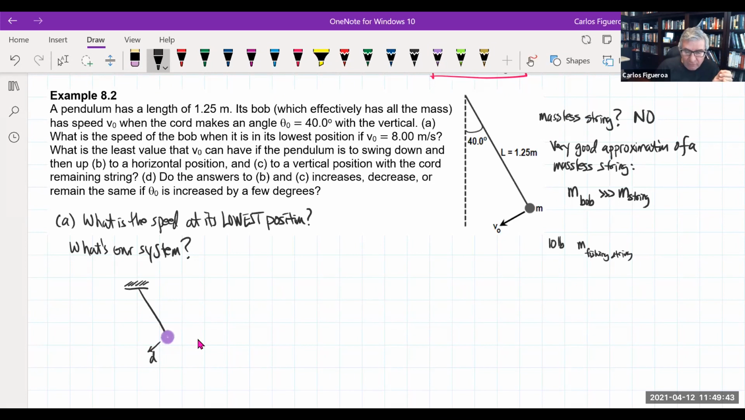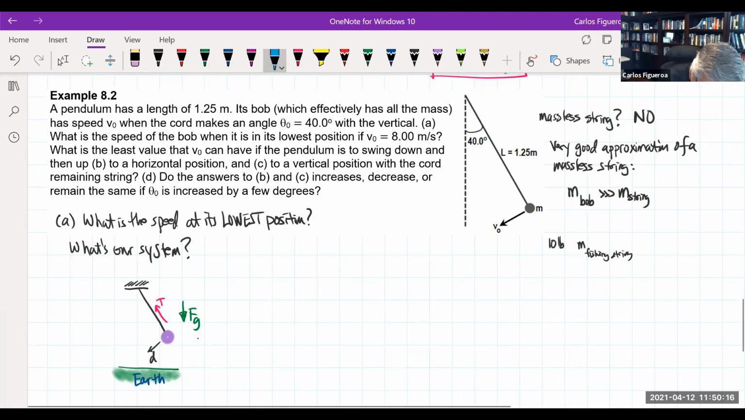So what are the forces on this thing? Well, we should include the force of gravity, because we're talking about Earth. So we know that there's a force of gravity acting on this thing. Are there any other forces? And the answer is yes, there's tension. So let's look at tension now.